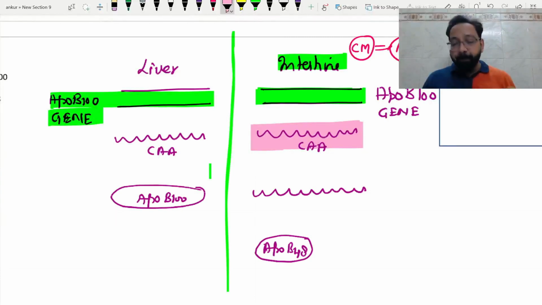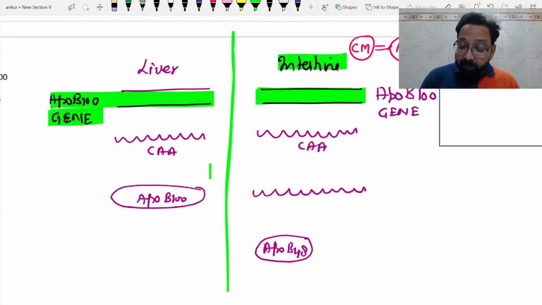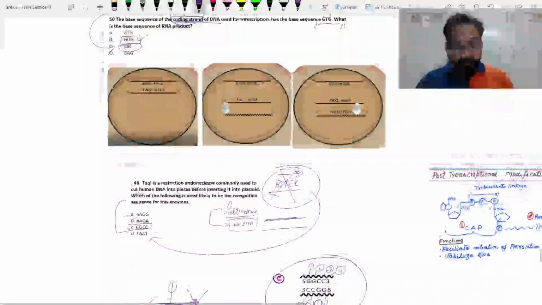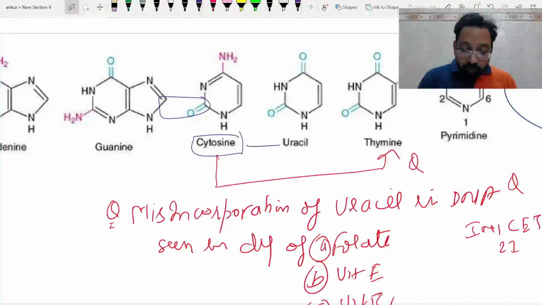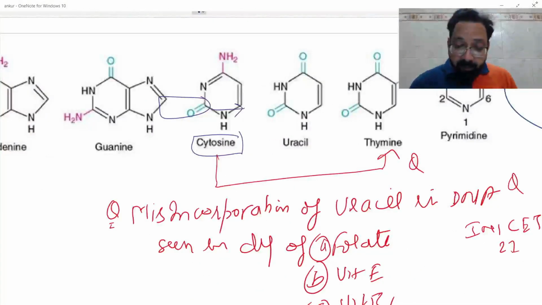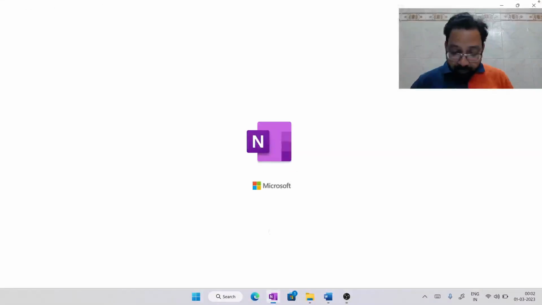Please comment in your mind. It must synthesize ApoB100, but in the intestine, for chylomicron, we don't require ApoB100, we require ApoB48. So what will happen? We found that in the intestine there is an enzyme. The name of the enzyme is cytosine deaminase. This question has been asked. Many times I have told you, cytosine deaminase converts cytosine to uracil.